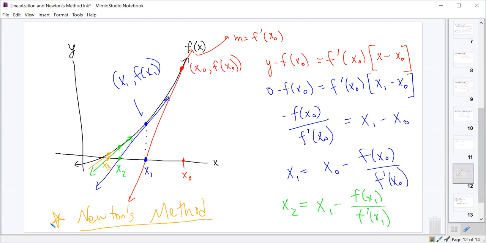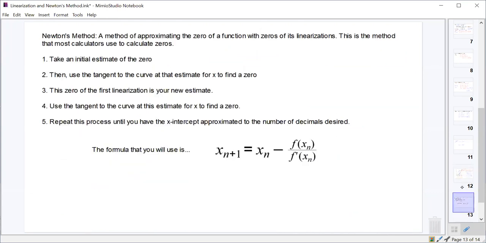So we could probably convert these formulas, right? We maybe note that each of these, the next guess was always equal to the previous x value minus f of the previous x value over the derivative at the previous x value. So we could write this as the next guess of our x-intercept is the previous x-intercept guess minus f of that previous x-intercept over f prime of that previous x-intercept. And all of this is called Newton's method.